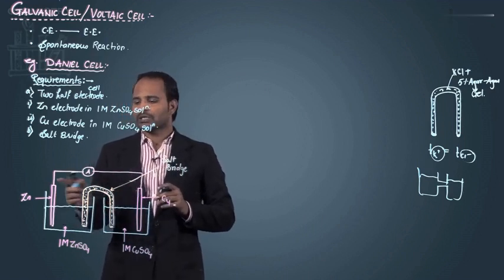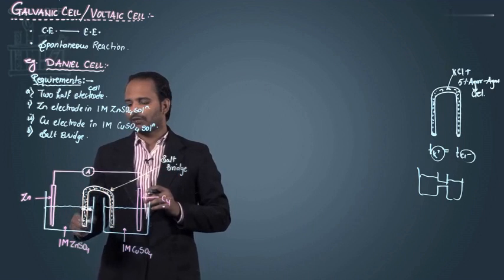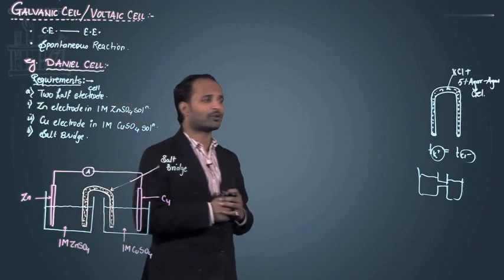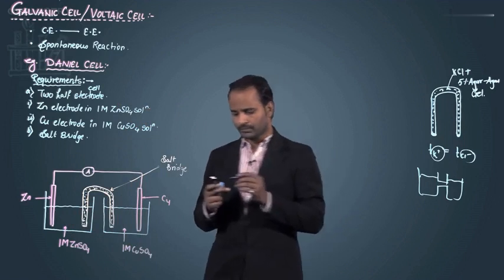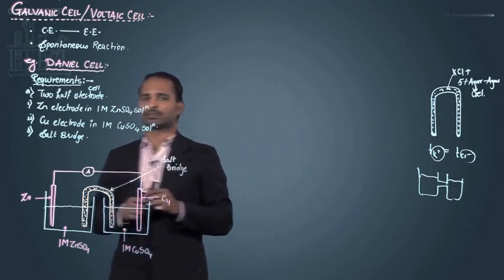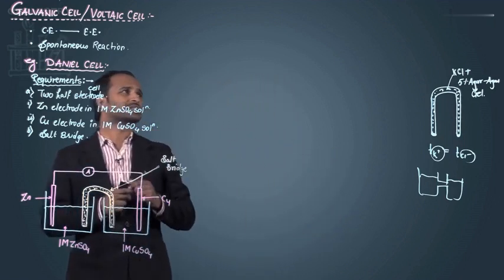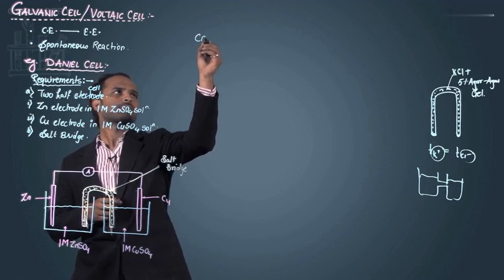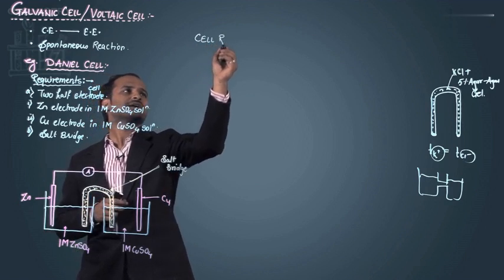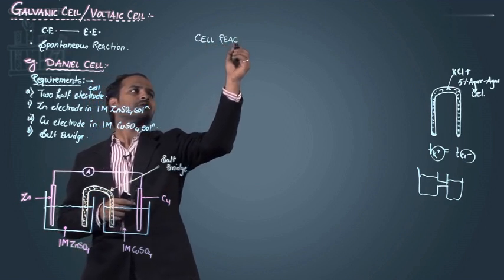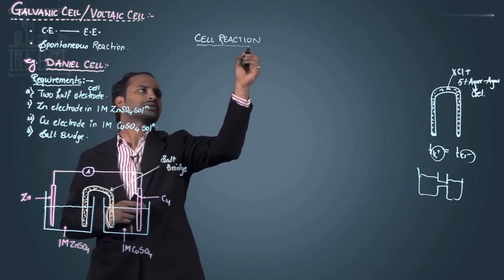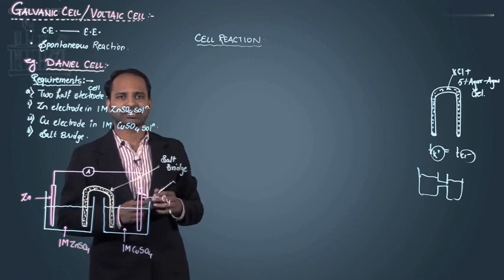Here the two electrodes are connected with each other with the help of a metal wire, and the solutions are connected with each other with the help of the salt bridge. Now let's see how it works, the working of this Daniell cell. The cell reaction. That means what reaction takes place. Here I'm saying that some chemical reaction takes place due to which electricity is generated.